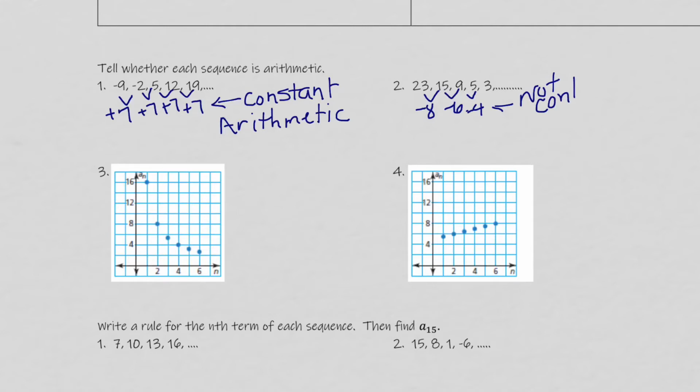So guess what? It is not arithmetic. So it's really not too bad to tell if something is arithmetic or not. And then looking at the graph is a lot easier because I'm just looking to see if it is linear or not. And remember, linear makes a straight line. So number 3 obviously does not make a straight line. So this one is not arithmetic.